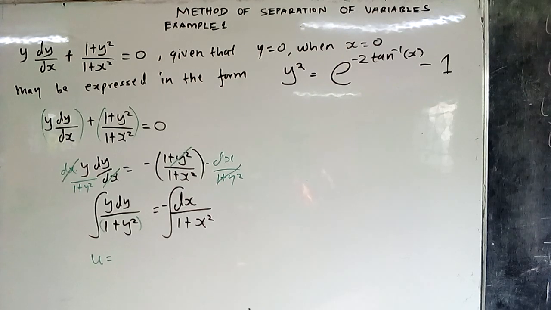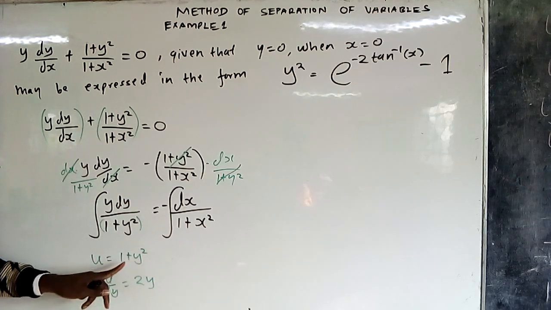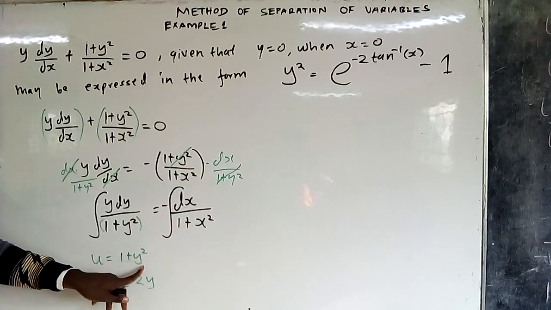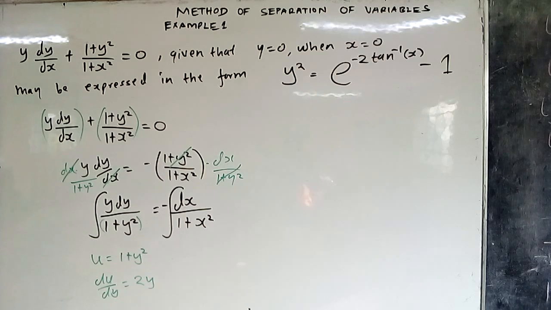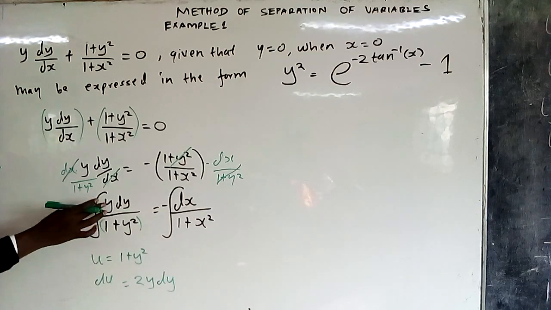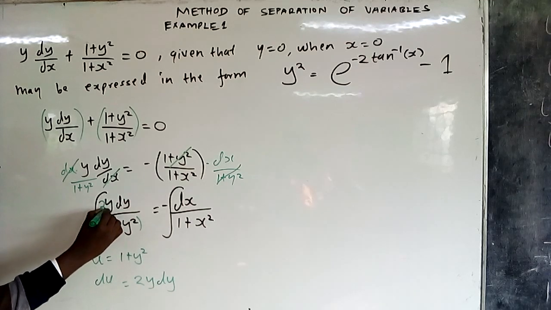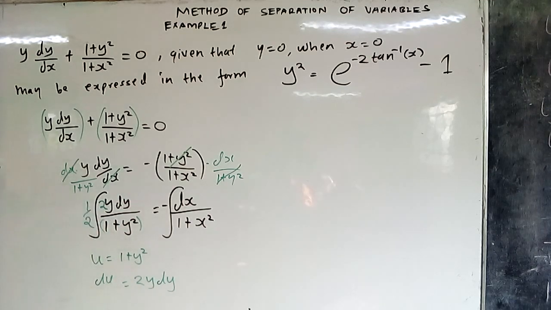Are you seeing that? So if you have u to be 1 plus y squared, if you differentiate u with respect to y, you get 2y. If you differentiate 1, you get 0, you differentiate y squared, you get 2y, isn't it? So you take dy the other side, you remain with du is equals to 2y dy. So it means here we have y dy, meaning we can multiply the numerator by 2 and we divide by 2.